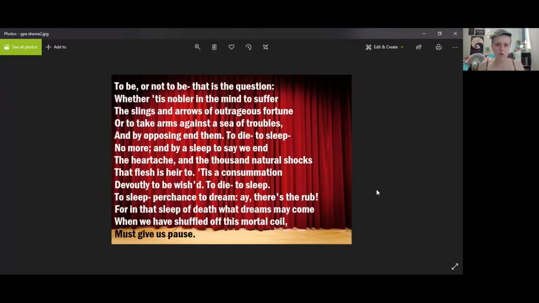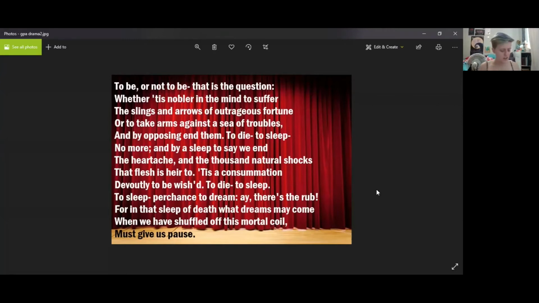To be or not to be, that is the question. Whether 'tis nobler in the mind to suffer the slings and arrows of outrageous fortune, or to take arms against a sea of troubles, and by opposing, end them. To die, to sleep, no more. And by a sleep to say we end the heartache, and the thousand natural shocks that flesh is heir to. 'Tis a consummation devoutly to be wished.